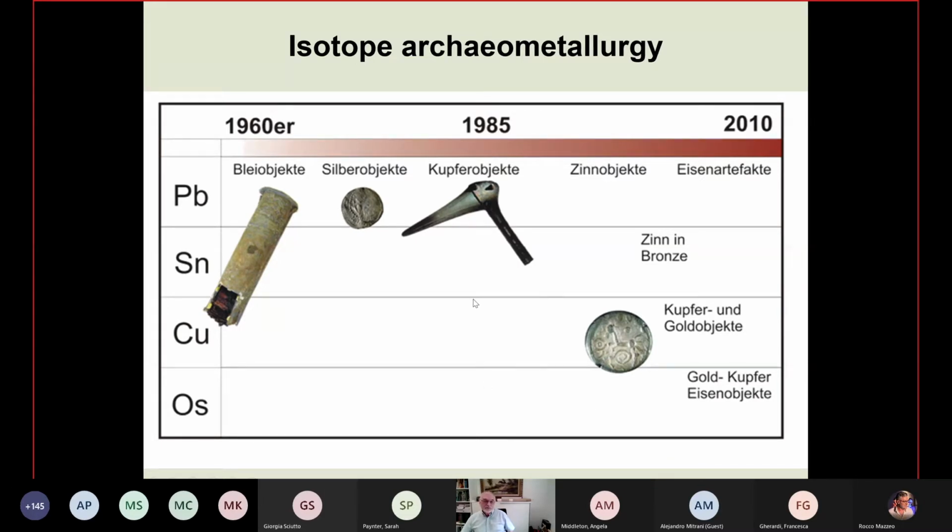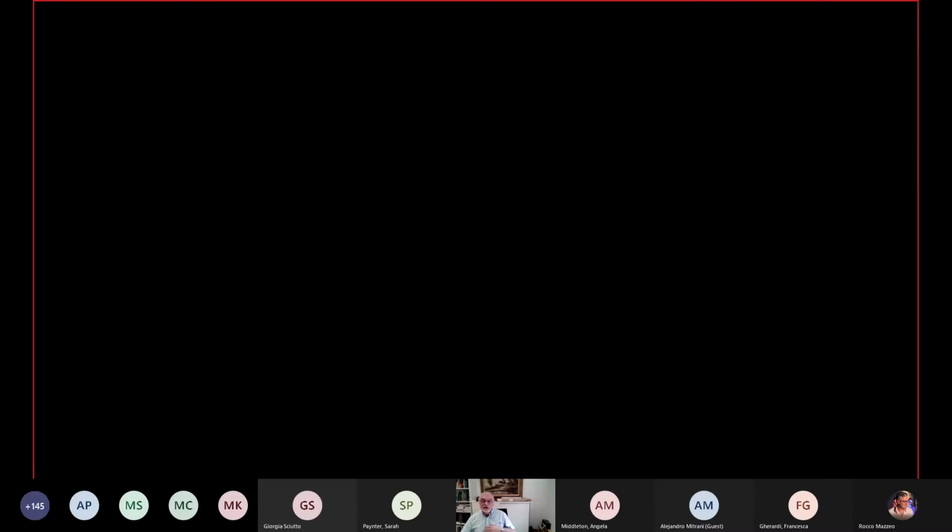Forgive me that this is in German. So we have the history of the application of isotope analysis in archaeometallurgy, from the 1960s until now. And you see that not only lead, or lead isotope ratios, can be used, but tin, copper, osmium, nowadays also antimony, silver, and what have you more. It's continuously increasing. So that's a very active field.